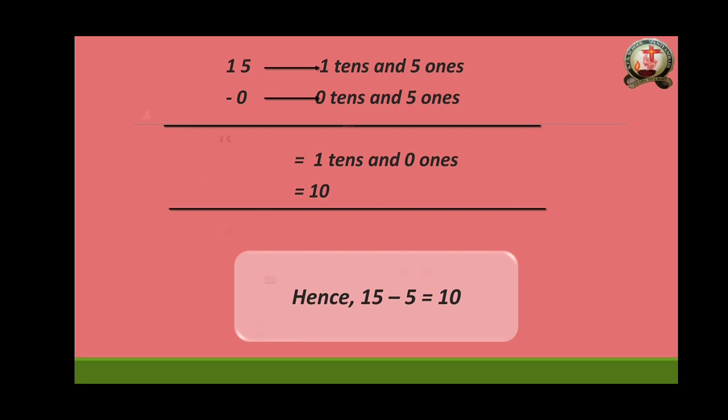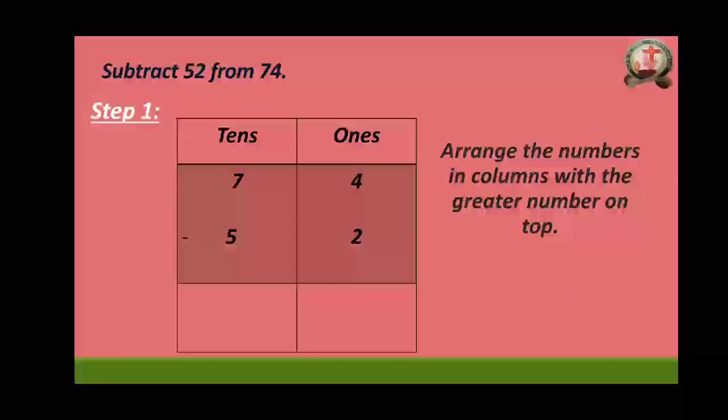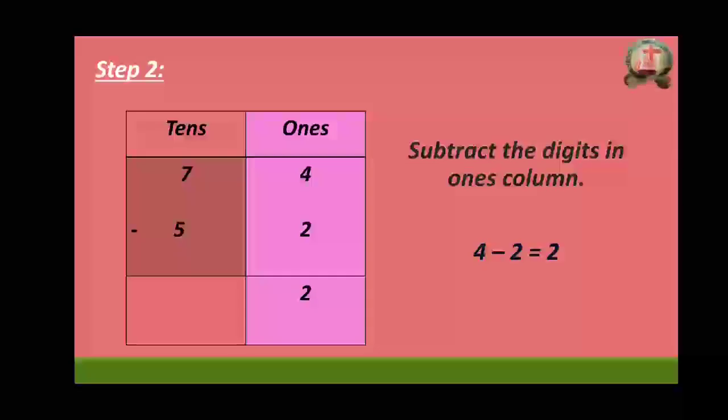And the second type example is subtract 52 from 74. So when we are subtracting, we have to put the greater number on top, right? So first we have to arrange the numbers in ones and tens columns. After that, we have to subtract the digits in the ones column, right? So in the ones column here we have 4 and 2. So 4 minus 2 is equal to 2.